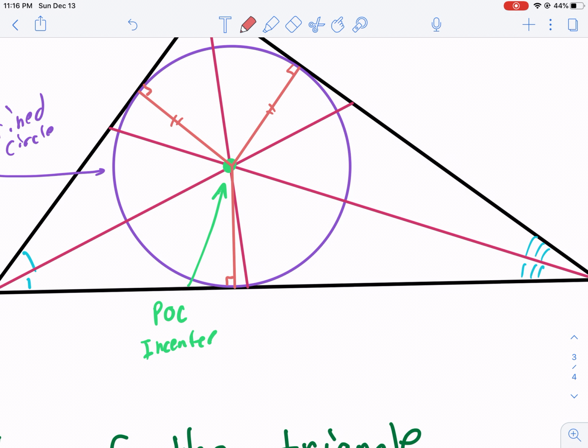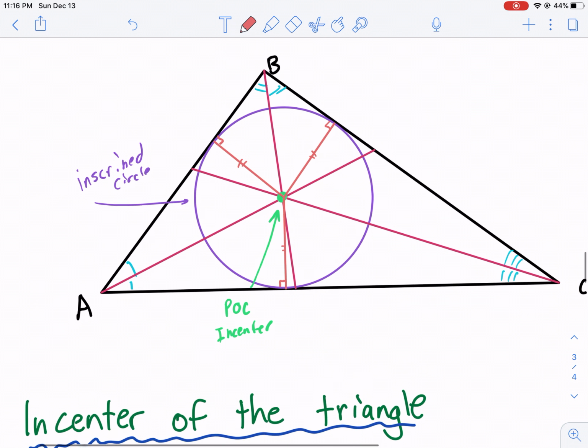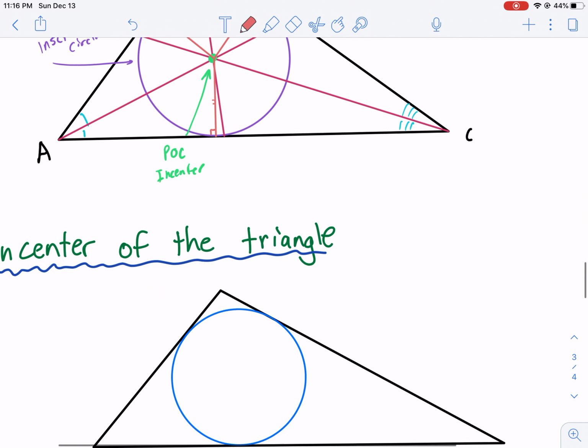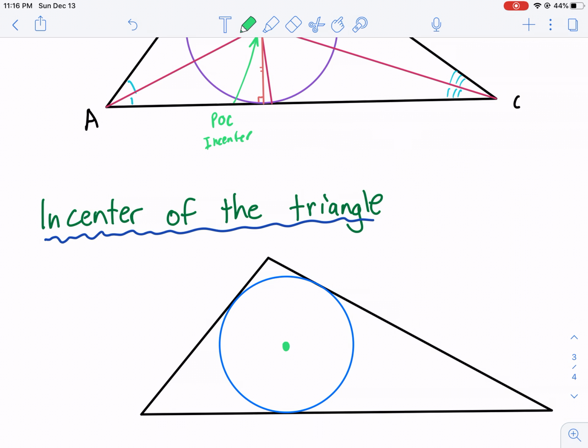And radiuses, as we know, are all equal. So, what do we know about the point of concurrency of an incenter? Well, let's go ahead and break this down right here. We already talked about that.